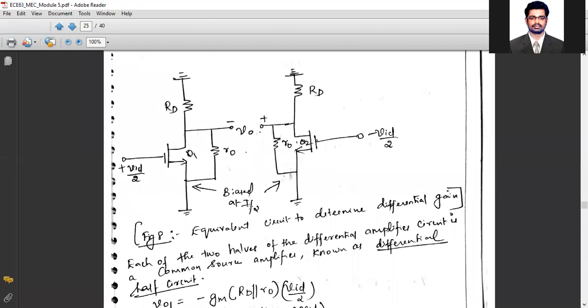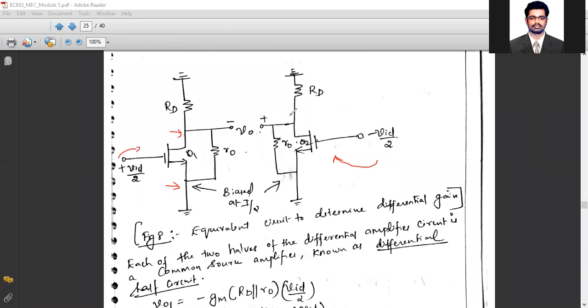So draw the circuit diagram. This is the equivalent circuit to determine the differential gain after considering the effect of r0. I'm incorporating the effect of r0, connecting it across the drain and source on both Q1 and Q2. Since this is a small signal equivalent circuit, my source will be at ground and the drain will also be at ground, and positive VID by 2 will be the input of Q1 and negative VID by 2 will be the input of Q2.